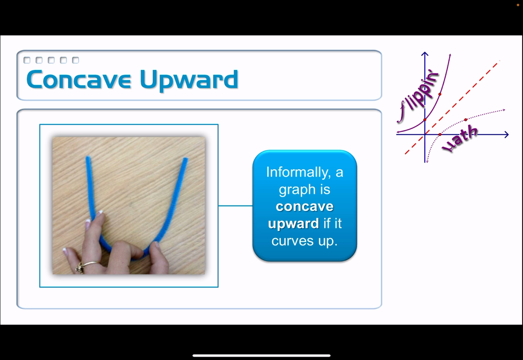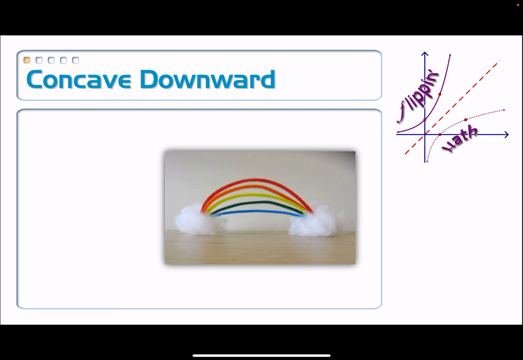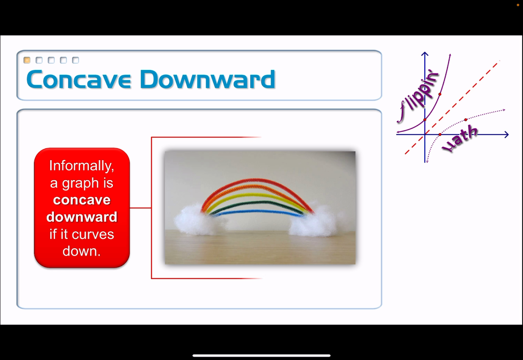All right, if I flip that thing, if I do a reflection across, say, the x-axis, I've got something that looks like a rainbow. Well, each one of these graphs is concave down, which informally just means that the shape of the graph is curving downwards. All right, so in the next couple of videos, we're going to refine this definition about what concavity means in terms of calculus, in terms of derivatives.